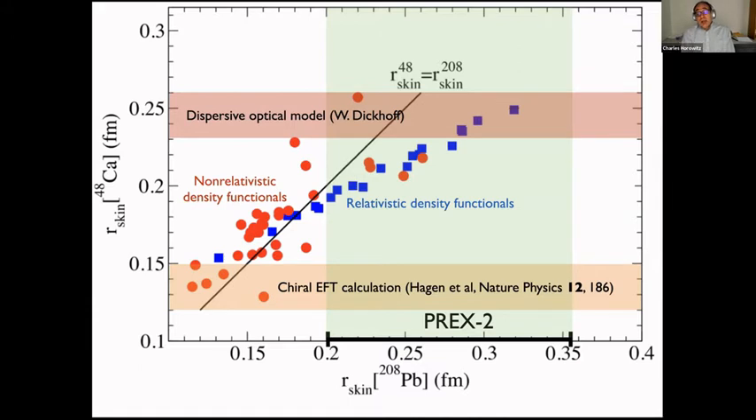The thick neutron skin in lead, along with the simple expectation that a thick skin in lead tends to be correlated with the thick skin in calcium, suggests that this chiral effective field theory calculation for calcium-48 may be wrong, but let's wait and see what C-REX gives.